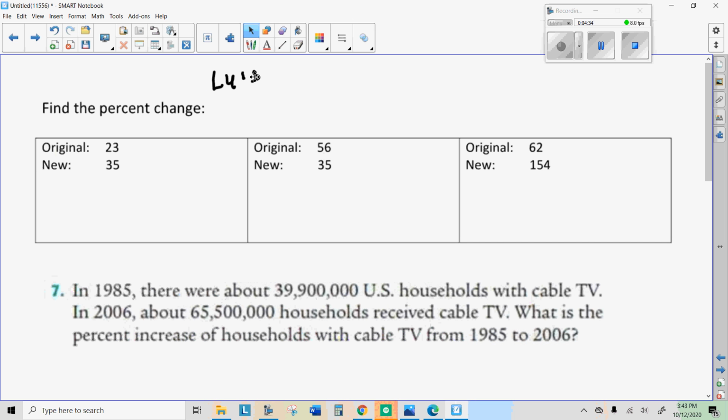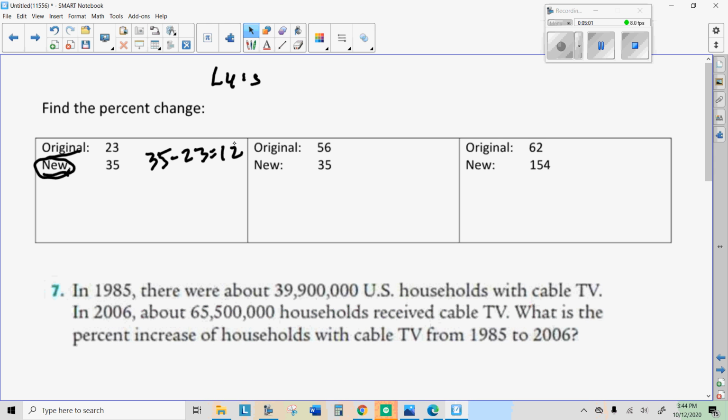All right, so let's use Luis's method, okay? Just because I think you will find that you're making less mistakes if you do it that way. Okay, so the first thing Luis does is he figures out when you're going from original to the new, we want to find out how much more we have in this new part. Okay, so to do that, you're going to do 35 minus 23, which is 12. So there's 12 new.